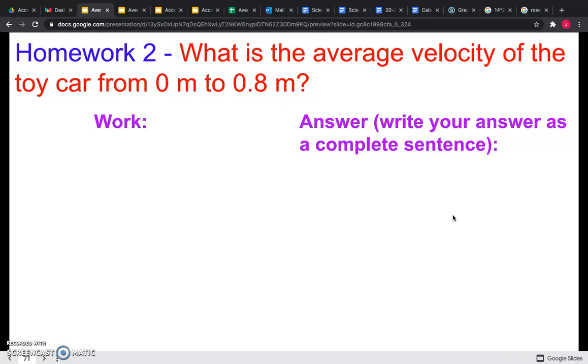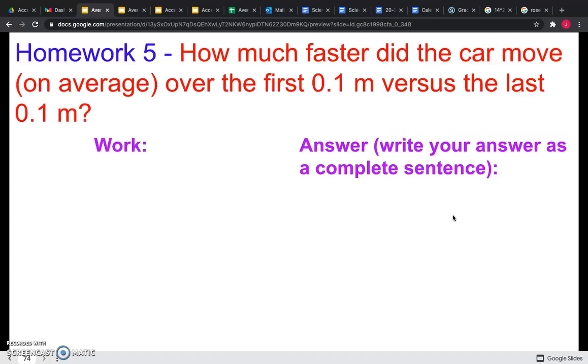Like you'll figure out what the average velocity was from the 0 meter mark to the 0.8 meter mark. You'll figure out the average velocity from 0 to 0.1, and then from 0.7 to 0.8. And then you'll tell me how much faster the car moved over the first 0.1 meters versus the last 0.1 meters.